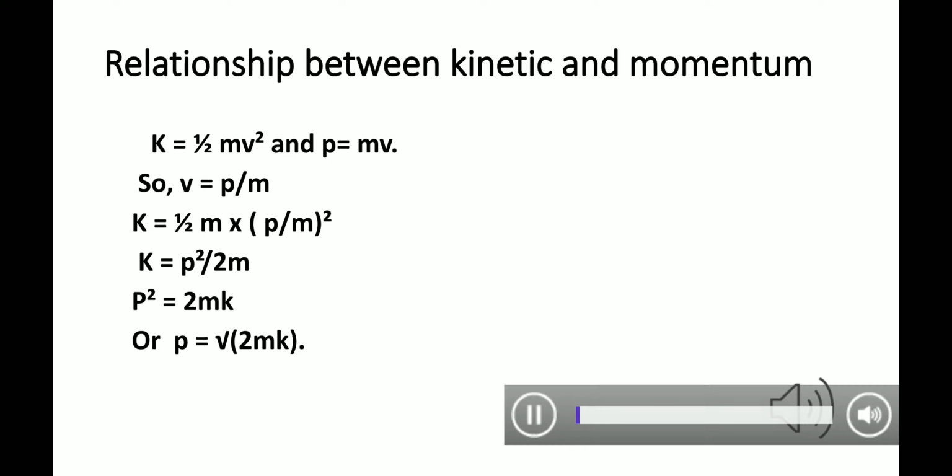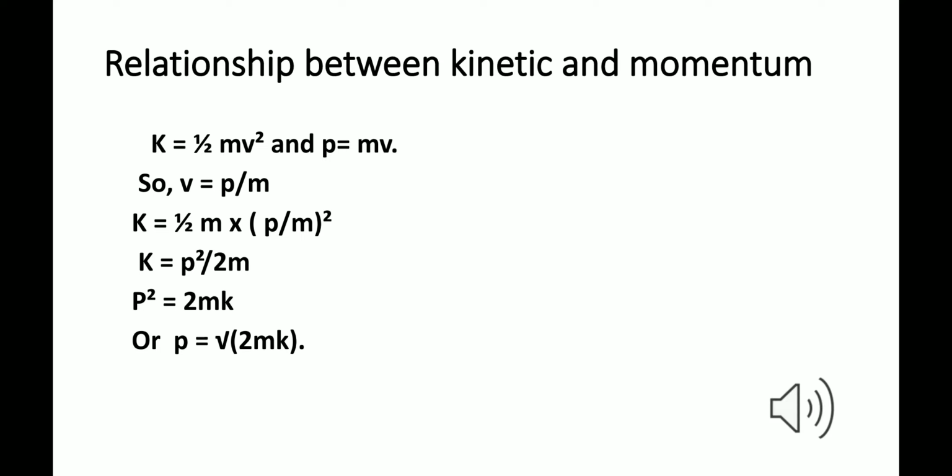So now we have a relationship between kinetic energy and momentum. Momentum we have studied earlier. Momentum P is equal to m into v. And kinetic energy we have just now calculated, K is equal to half mv square. Now let us see the relation between kinetic energy and momentum. Let a body of mass m be moving with velocity v. In that case, kinetic energy K is half mv square and momentum P is equal to mass into velocity, that is m into v. Now the value of v will be P by m.